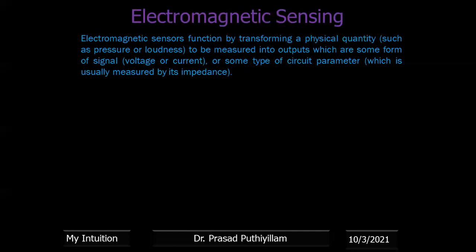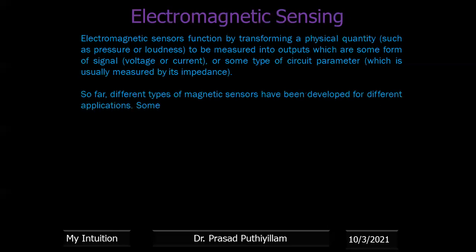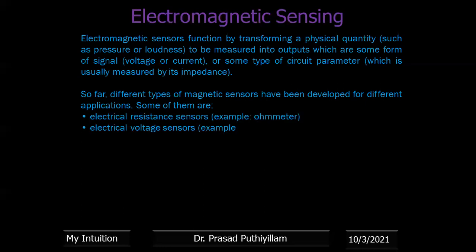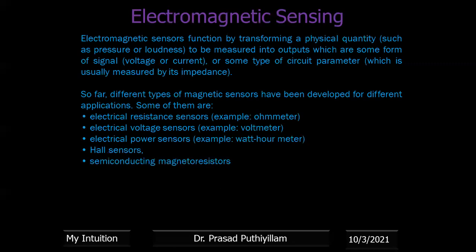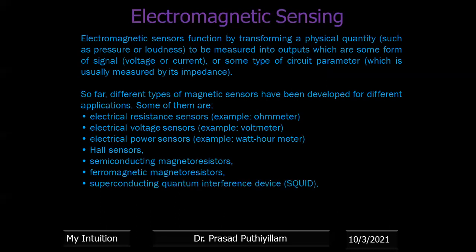Usually impedance is measured, and that type of instrument we call an electromagnetic sensor. So far, many different electromagnetic sensors have been developed for different applications, like ohmmeter, voltmeter, watt-hour meter, Hall sensor, semiconducting magnetoresistors, ferromagnetic magnetoresistors, superconducting quantum interference devices.